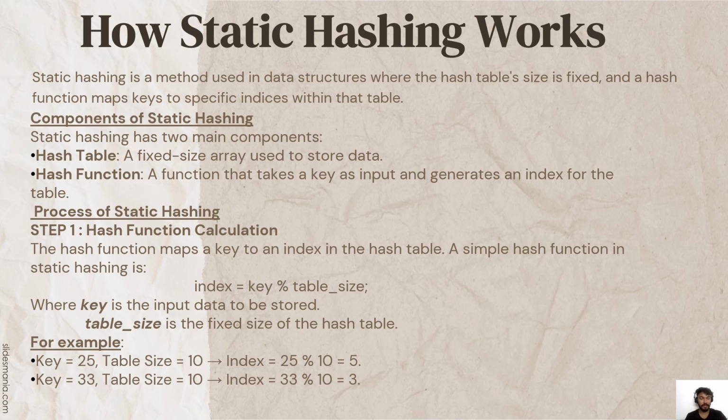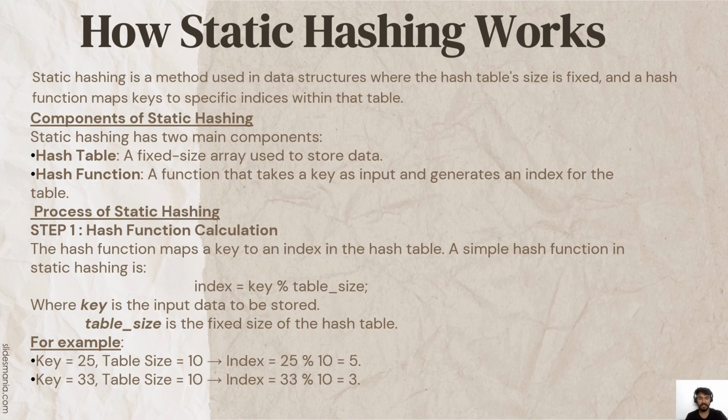What is a hash table? A fixed-size array used to store data. What is a hash function? A function that takes a key as input and generates an index for the table. The process of static hashing: Step 1, hash function calculation. The hash function maps a key to an index in the hash table.